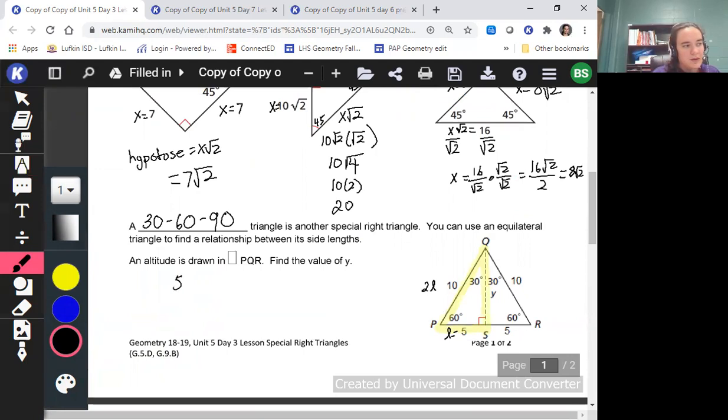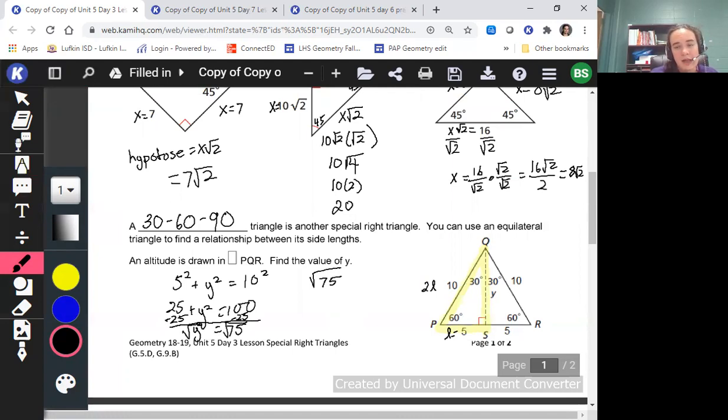So we have 5 squared plus y squared equaling 10 squared. 5 squared is 25, plus y squared equals 100. Subtract 25 from both sides, and we get y squared equaling 75. And then we're going to take the square root of both sides. But again, we're going to simplify the radical, which means we need a factor.